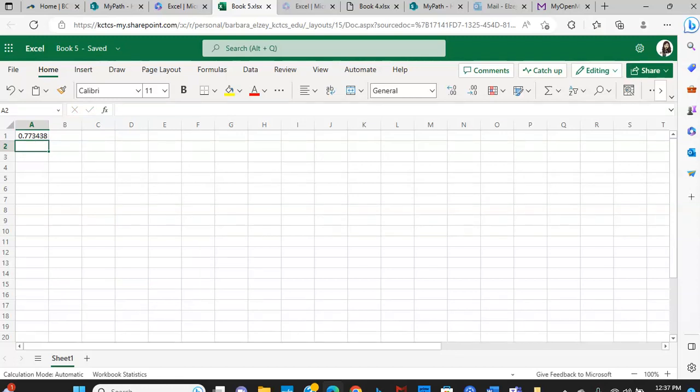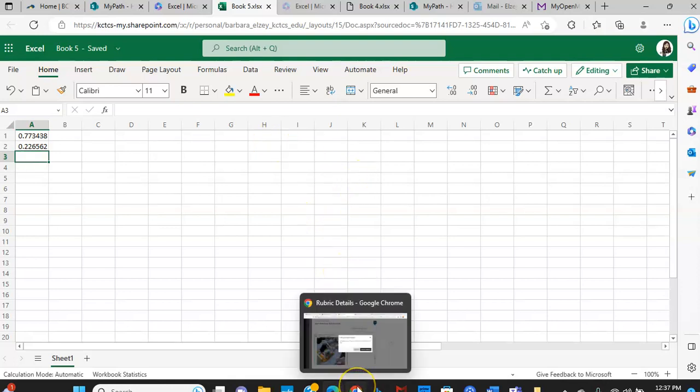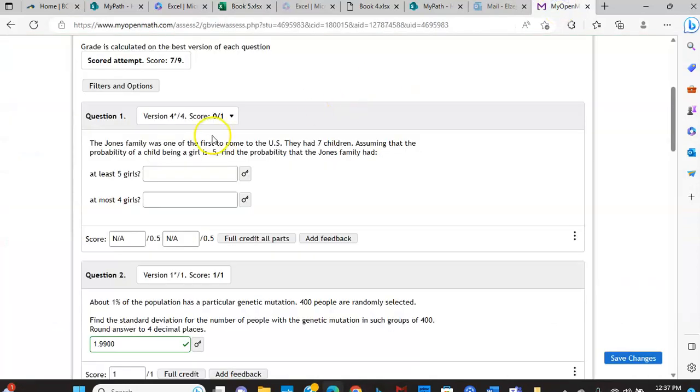Now, remember that I said that we want the complement of this because we want the probability of having 5, 6, and 7. So I'm going to do 1 minus 0.773438. And that is 0.2266. I don't know what it said to round to, so we'll see here in a second. So 0.227 or 0.2266, depending on what it wants us to round it to. Let's go back to the question here and we'll see. It didn't really say, so we could have put that whole decimal in there.